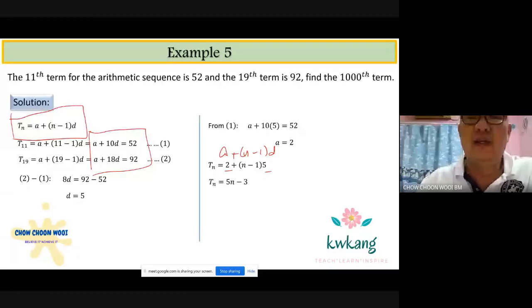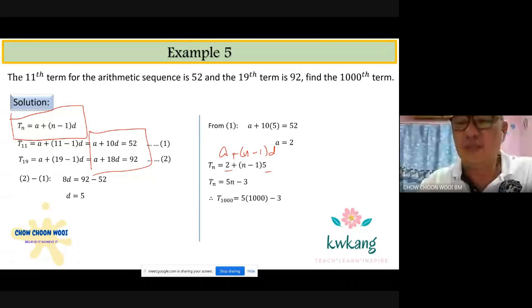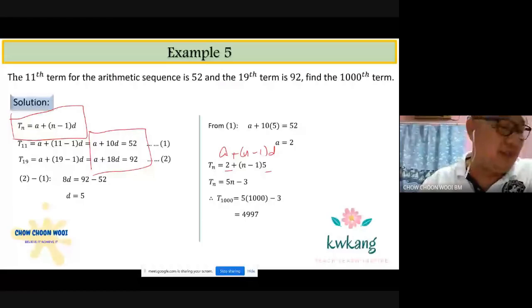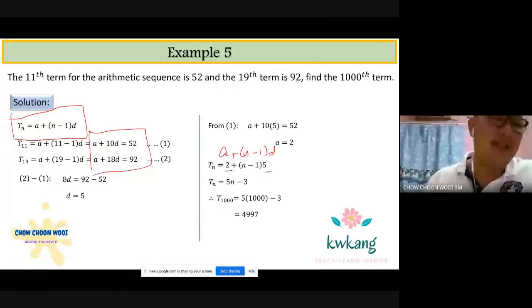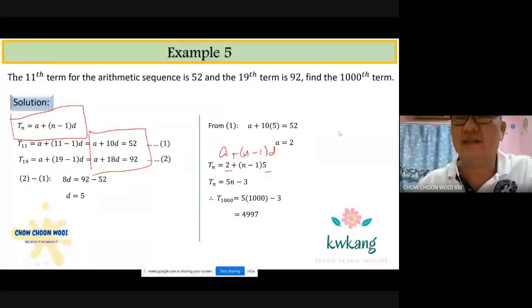Yeah. So what about T1000? Is 5 multiplied by 1000 minus 3. 5,000 tolak 3 iaitu 4997. Persamaan serentak rupanya. Terlupa nama formula tu. Ya, okay, thank you Akbar. Dah ingat kan? Selesaikan persamaan serentak. Ingat, simultaneous equations.